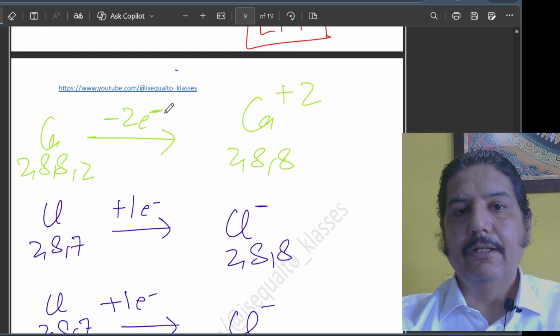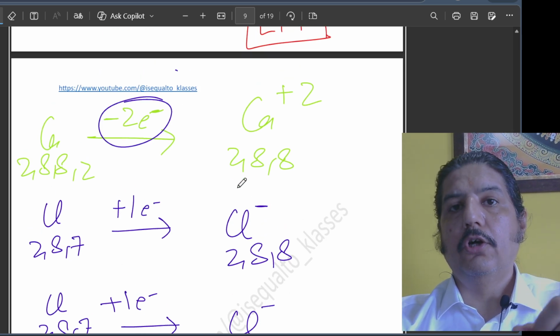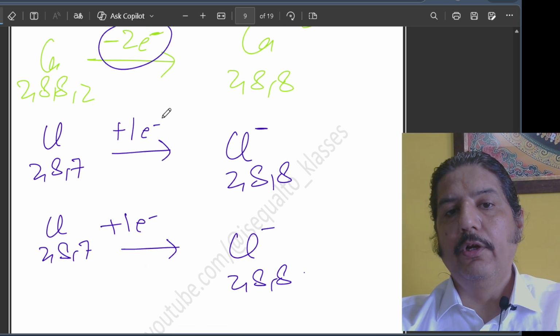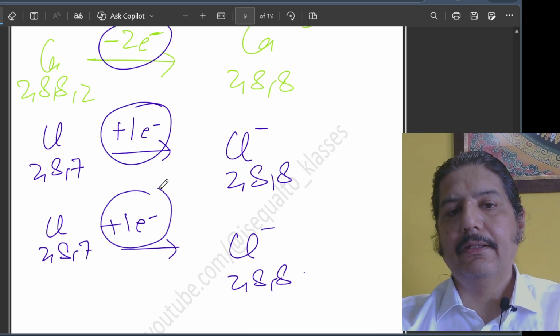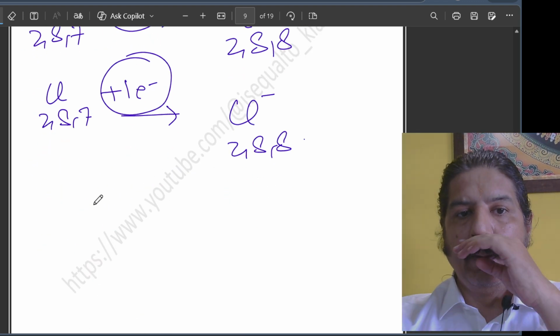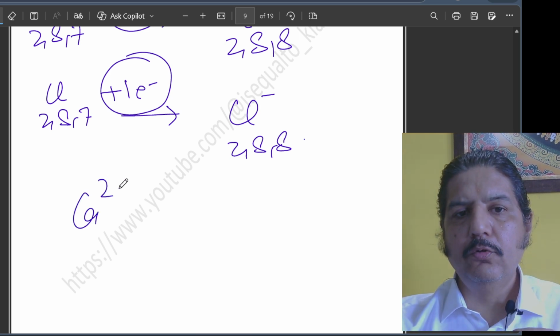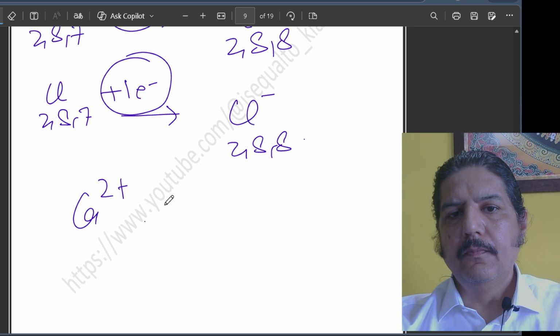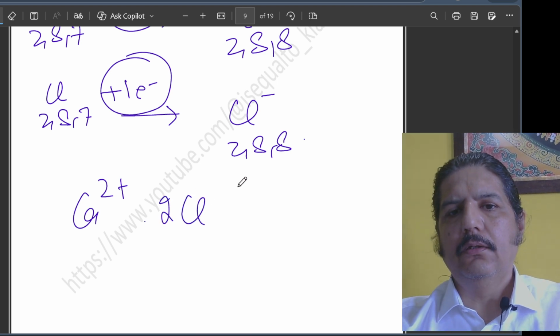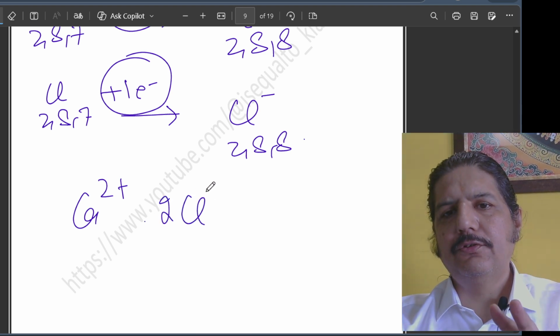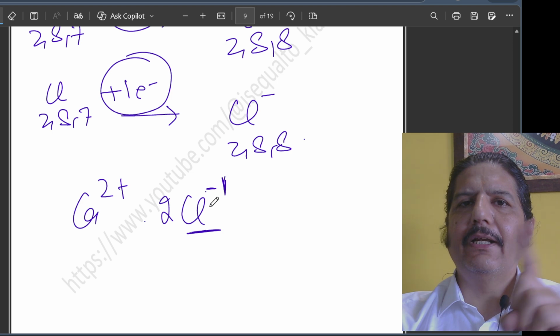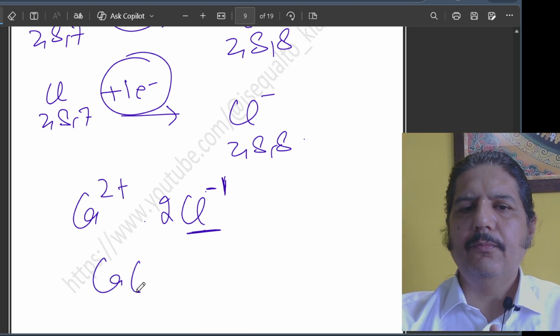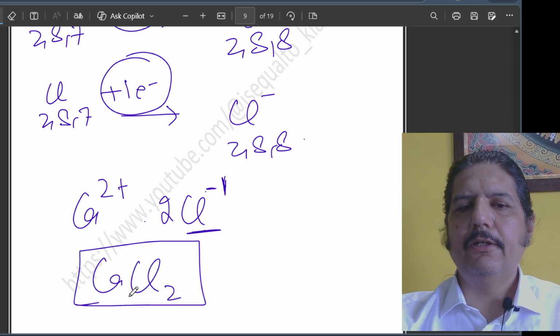Now this one has lost two electrons. One chlorine has gained one electron. Another chlorine has gained one electron. So what has happened is Ca2 positive, and there are two chloride ions which are formed, and each of the chloride ions has a -1 charge. And in terms of chemistry, this is written as CaCl2.